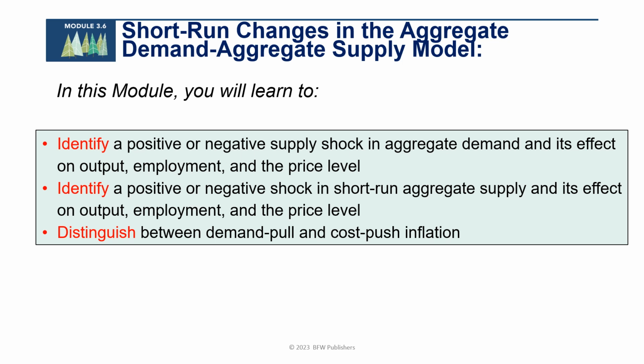All right, aggregate demand in the short run. Short run aggregate supply, we're going to talk about shocks. We're going to talk about leftward or rightward shift of the aggregate demand curve, either a decrease in aggregate demand or an increase in aggregate demand in the short run, or a leftward decrease in short run aggregate supply or rightward increase in short run aggregate supply, and their effect on aggregate output, aka GDP, unemployment, and inflation. We're also going to distinguish between demand pull inflation and cost push inflation.